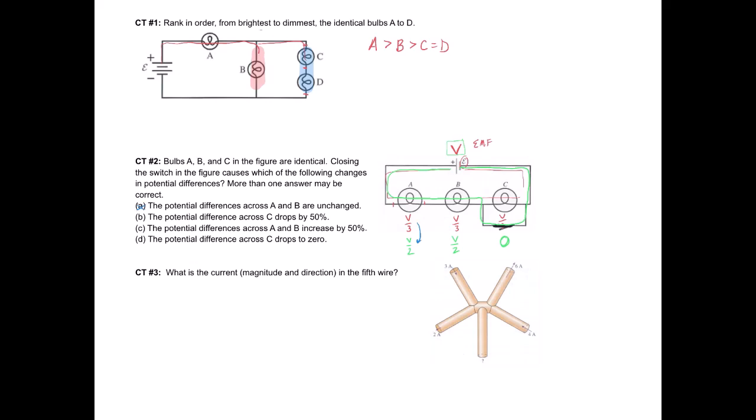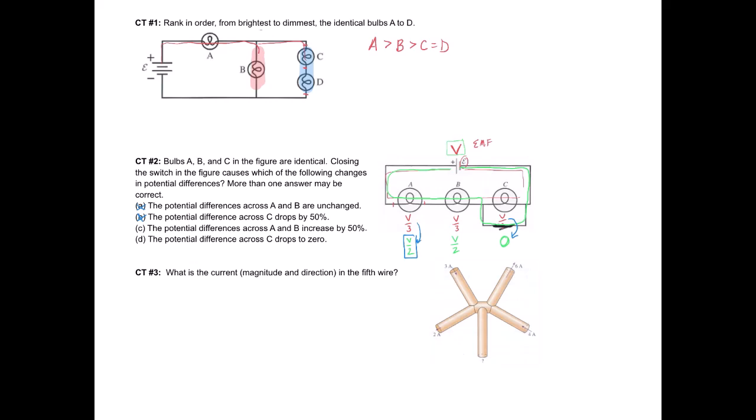On to letter B. The potential difference across C drops by 50%. Now, C went from V over 3 to 0. It dropped by 100%, so not B. Letter C. The potential difference across A and B increases by 50%. Okay, well, what's 50% of 1/3? Well, 50% of 1/3 is 1/6. And if I add 1/6 to that, I do actually get V over 2.